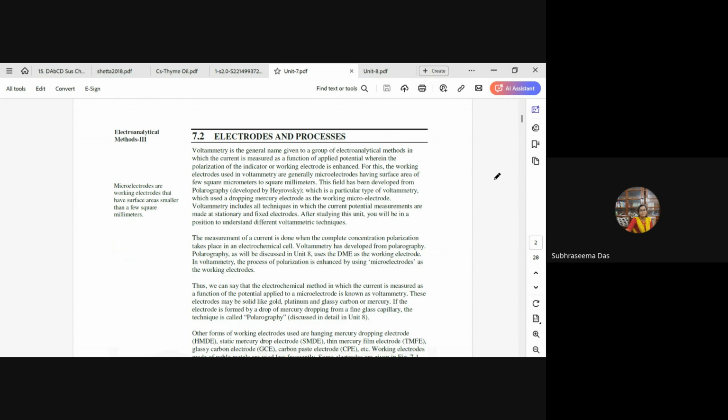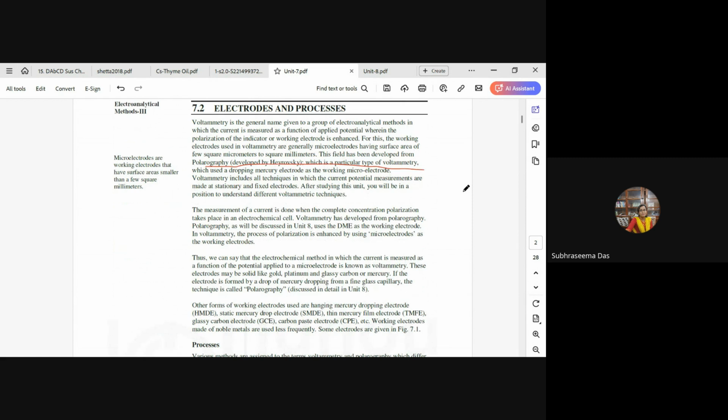So mostly voltammetry is an I-E curve, that is, a current versus potential plot. This is the basic working principle of voltammetry. Voltammetry has been developed from polarography. Polarography is a particular case of voltammetry where a dropping mercury electrode is used as the working electrode. Voltammetry includes all the techniques where current-potential measurements are done. We know that the measurement of current is done when complete concentration polarization takes place in an electrochemical cell. Voltammetry has been developed from polarography, and we will be discussing polarography in the next unit.